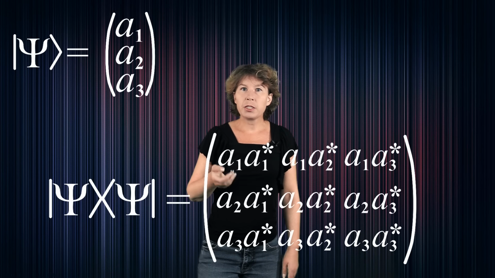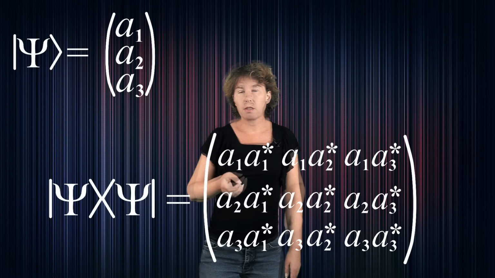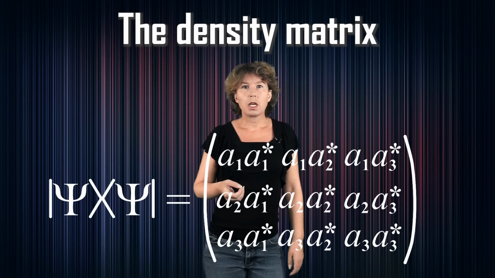Another thing you can do with these vectors is to multiply one with itself the other way around. So that would be a ket bra. What you get then is not a single number, as you would get with the scalar product, but a matrix, each element of which is a product of coefficients of the vectors. In quantum mechanics, this thing is called the density matrix, and you need it to understand decoherence. We will talk about this some other time, so keep the density matrix in mind.